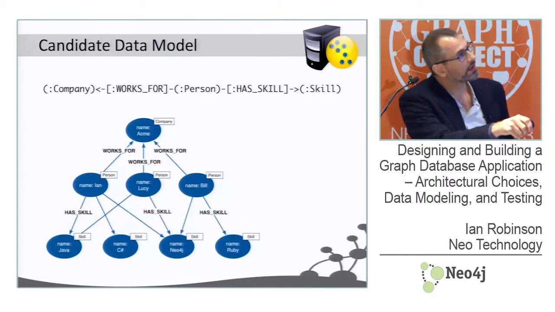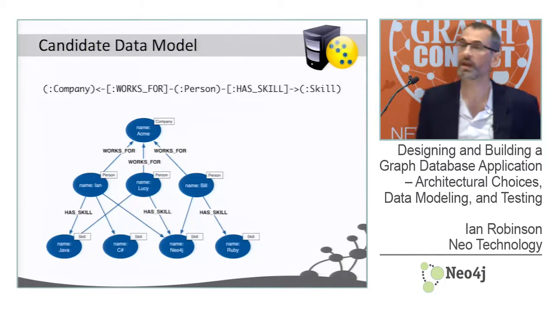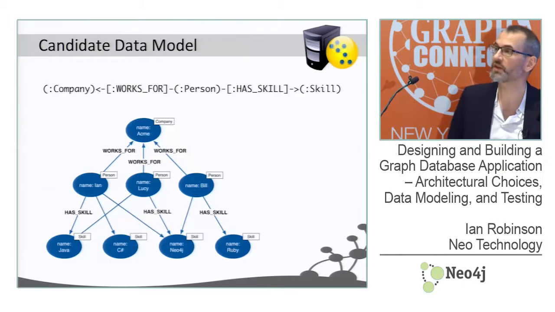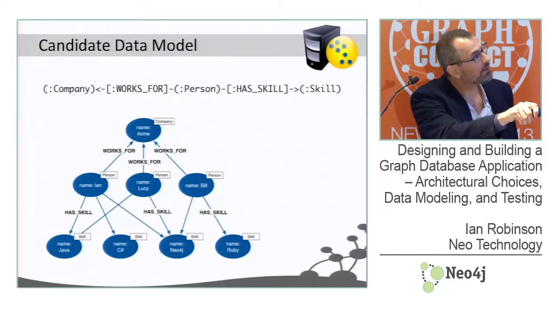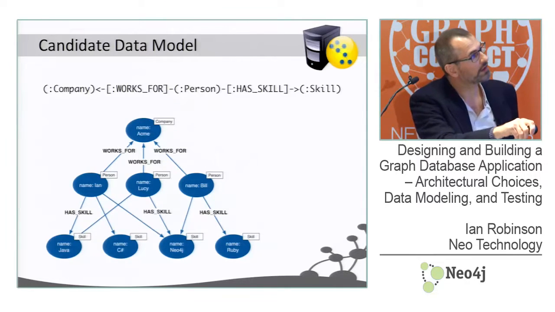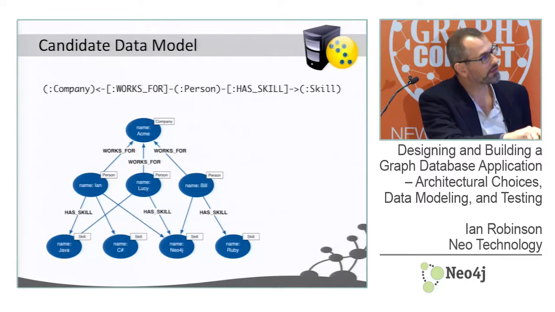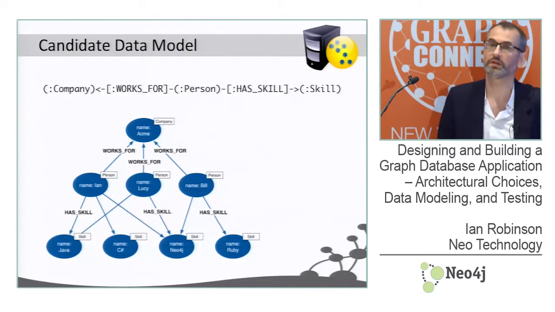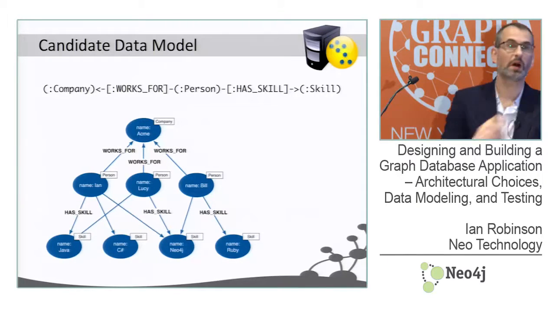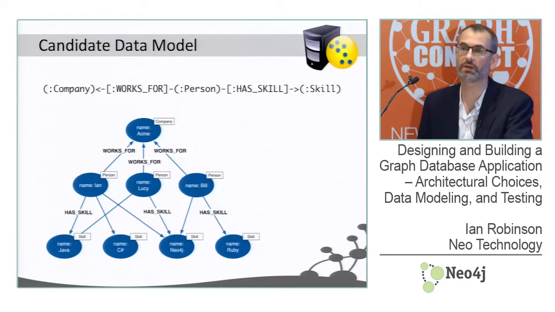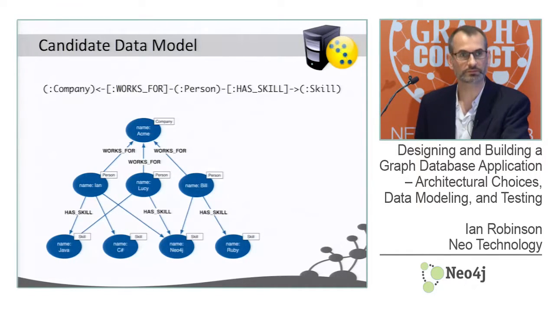So you can see they've got a company here, 3 people who work for that company, and then a number of different skills that those people possess. And what you'll see is that over and over again, we've got instances of this path structure. Ian works for Acme and has the skill Java. Ian works for Acme and has the skill C#. Lucy works for Acme, has the skill Java, has the skill Neo4j, and so on. Multiple instances of this path structure over and over again inside of our sample data set.